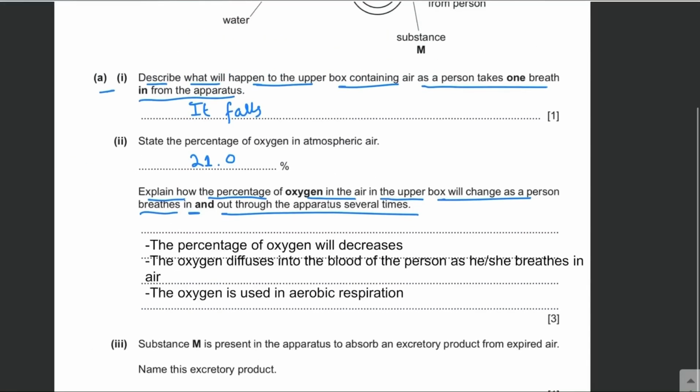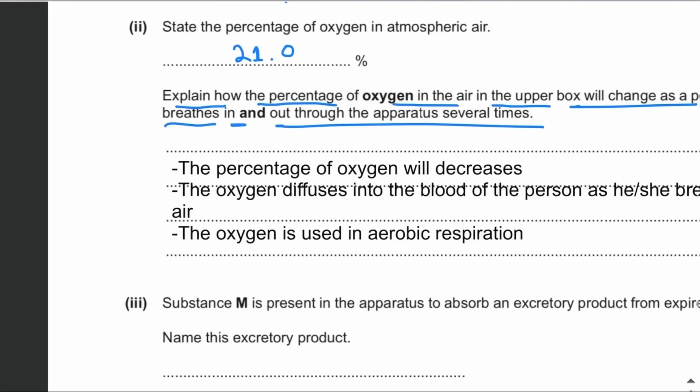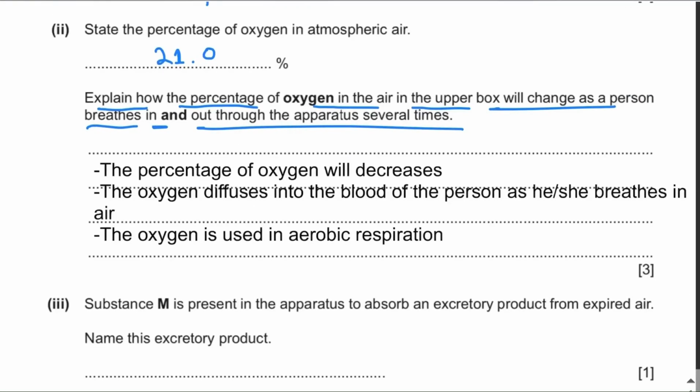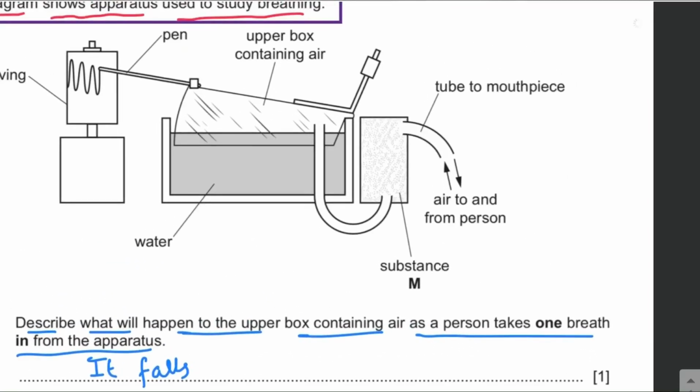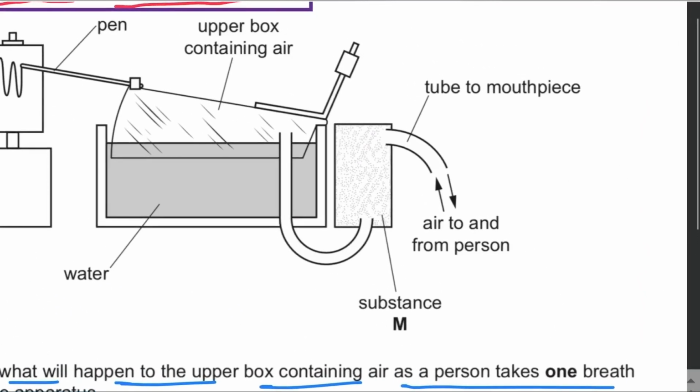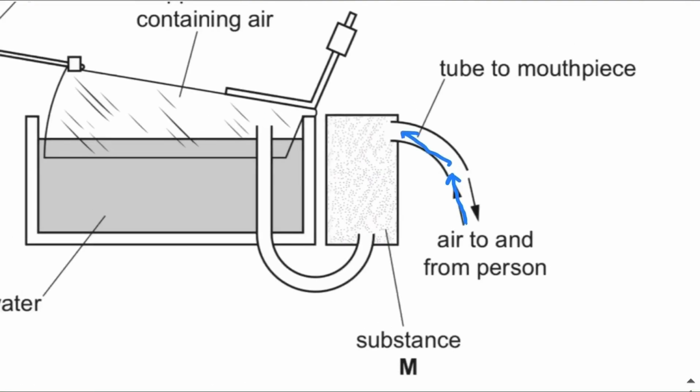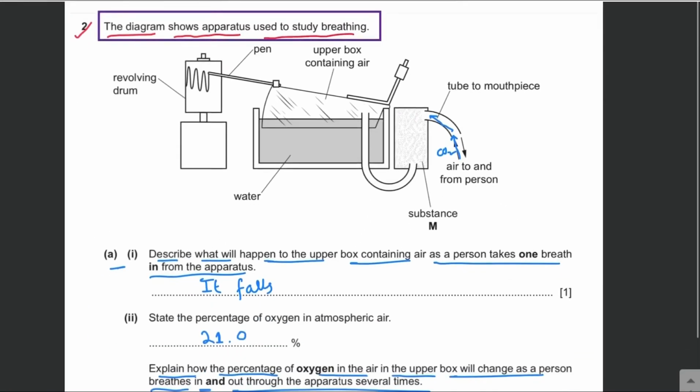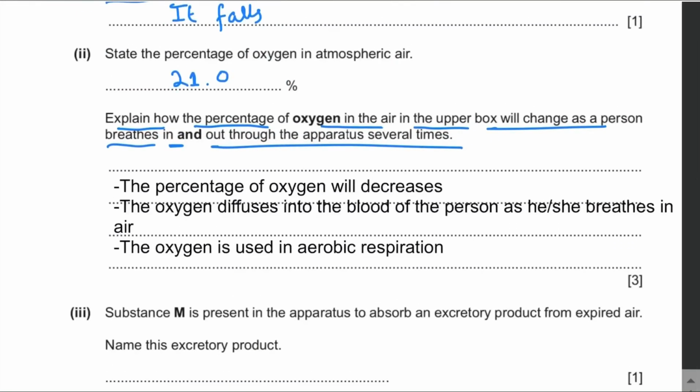Okay. Substance M is present in the apparatus to absorb an excretory product from expired air. Name this excretory product. So guys, you all know that the excretory product that is excreted in the expired air is carbon dioxide, right? So when the person is breathing out, what happens? The air goes into the tube, and this air contains what? Carbon dioxide. So this carbon dioxide is absorbed by this substance M before the air goes into the box, right?